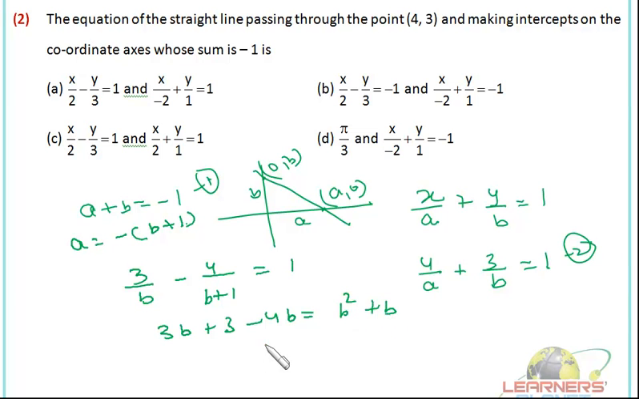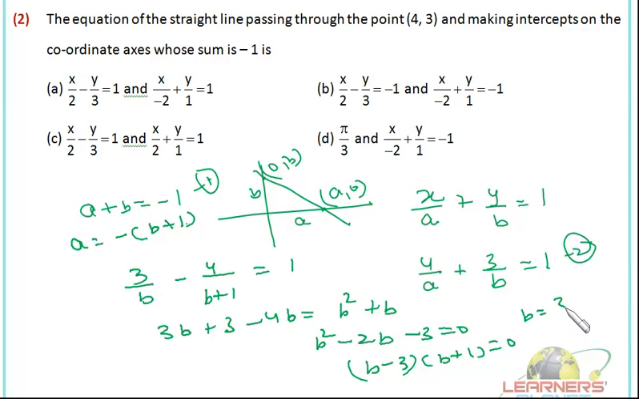So it is b square, b, and plus 4b, that is 5b, minus 3b, that is 2b, minus 3 is equal to 0. Just factorize it. b minus 3, b plus 1 is equal to 0. So b is equal to 3 or minus 1.